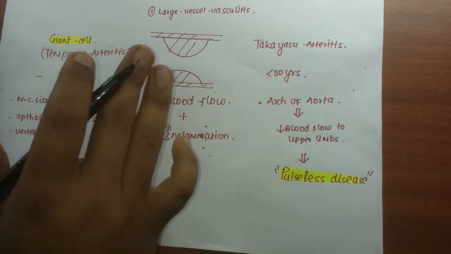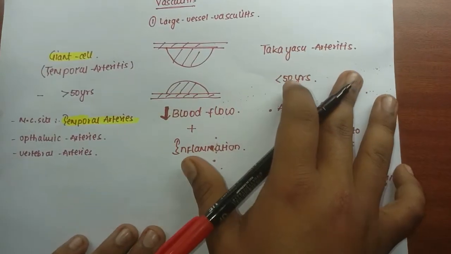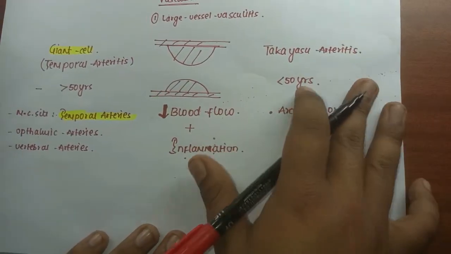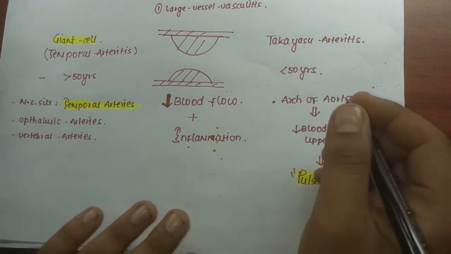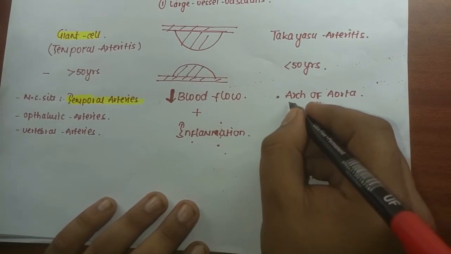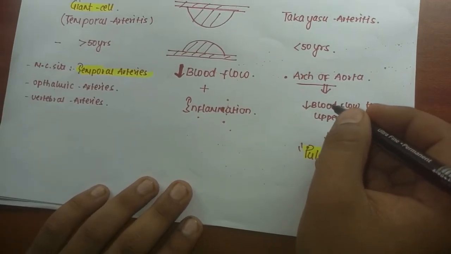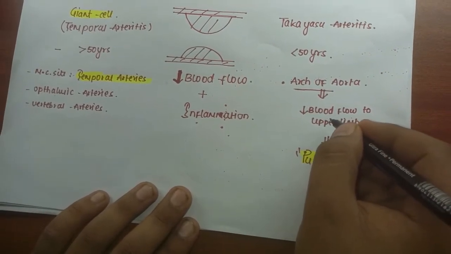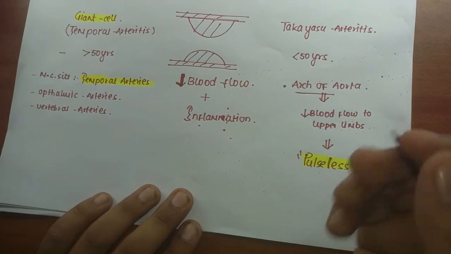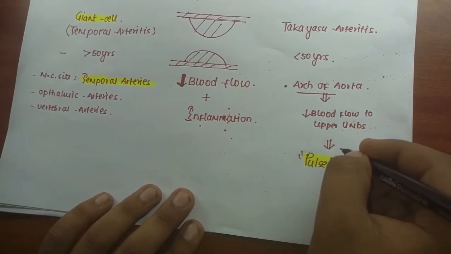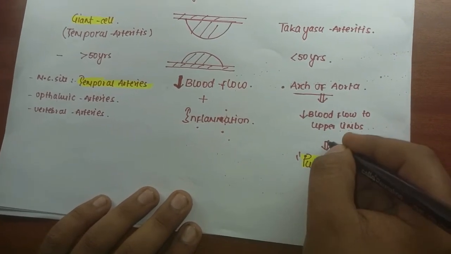Giant cell arteritis is more common in the elderly age group, while Takayasu arteritis is more common in younger people. Takayasu arteritis most commonly involves the arch of the aorta. Since the arch of the aorta is involved, it leads to decreased blood flow to the upper limbs. Therefore, it is also known as pulseless disease.